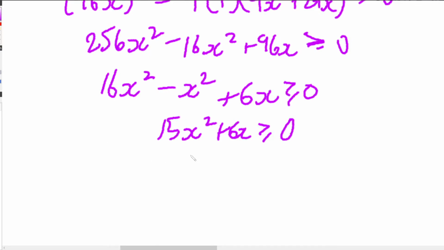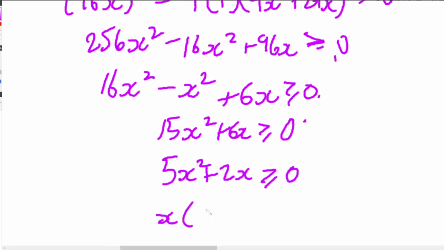Dividing the terms by 3 again to simplify the expression, and remember that 0 divided by any constant factor is still 0, so that makes working with inequalities a lot easier if you try and get them in a form where there's 0 on one side. 5x squared plus 2x must be greater than or equal to 0, or x times 5x plus 2 must be greater than or equal to 0.